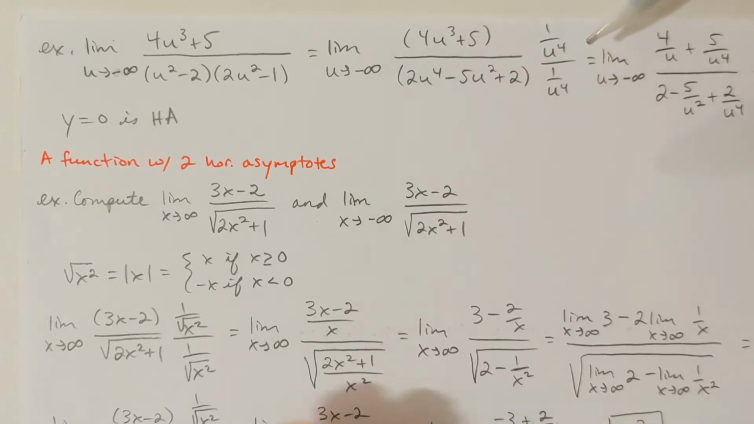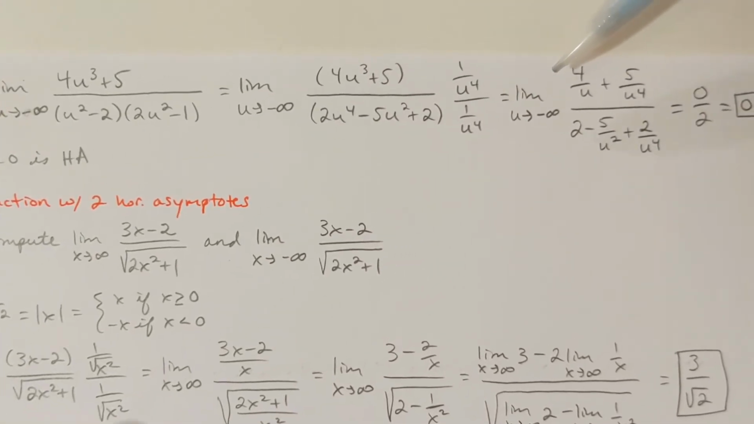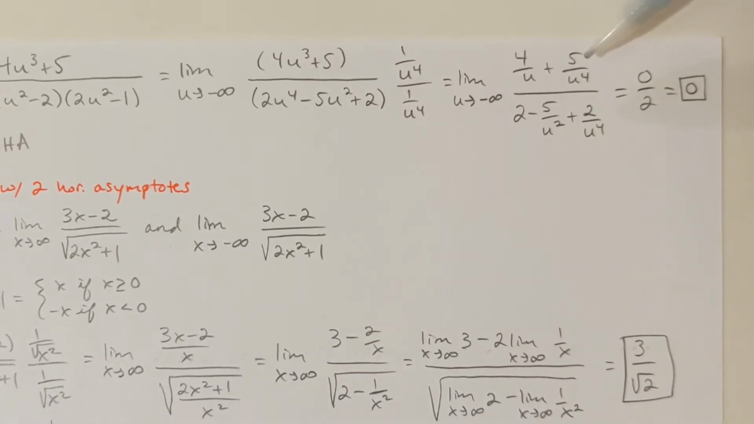Okay, and if I distribute that into the terms here in the numerator, 4u cubed over u to the fourth would be 4 over u. I'm adding 5 over u to the fourth. In the denominator, 2u to the fourth over u to the fourth, the u to the fourths would cancel. Minus 5u squared over u to the fourth, that'd be a minus 5 over u squared plus 2 over u to the fourth. Okay, and then I can use my limit laws.